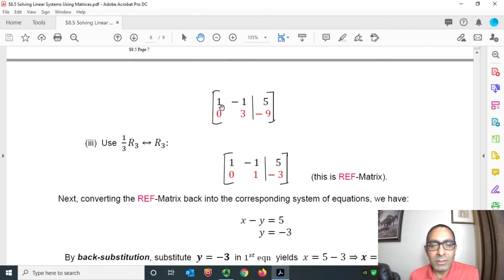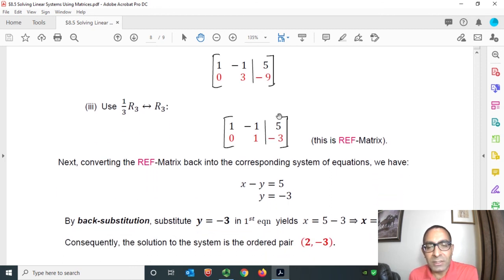Next, we want the diagonal entry to be 1, so here we want 1. Then we use this operation. We divide row 2 by 3. It's row 2, it's a typo here. Then we will get 1 here, the first row as it is. So now this is the row echelon form. Now we need to convert this row echelon form, or this upper triangular form, to the system. So here we have y equals -3 and x minus y equals 5.